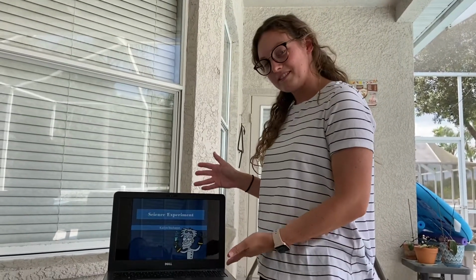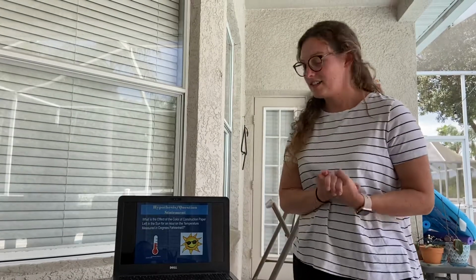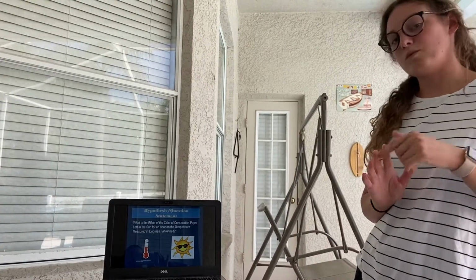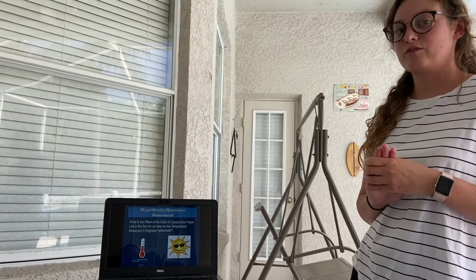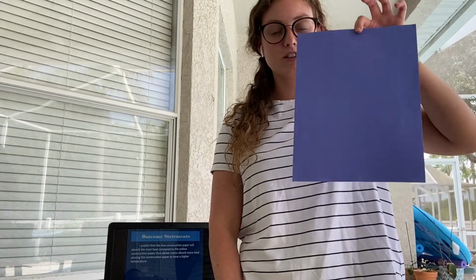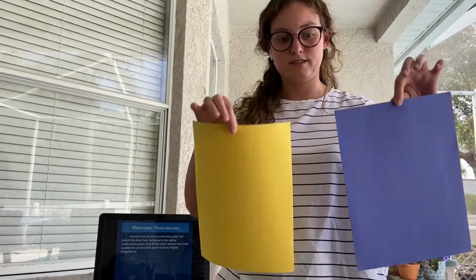Science experiment, Caitlin Buchanan, mad scientist. My hypothesis is, what are the effects of the color of construction paper left in the sun for 1 hour and the temperature measured in Fahrenheit? I predicted that the blue construction paper would read a higher temperature on all 10 trials versus the yellow construction paper. That's my prediction.